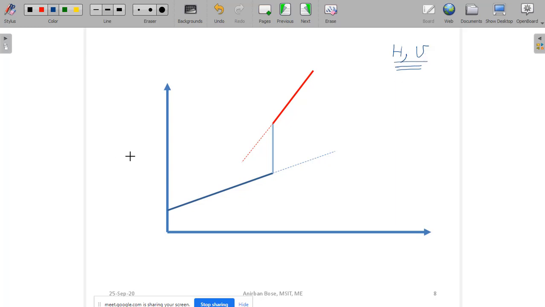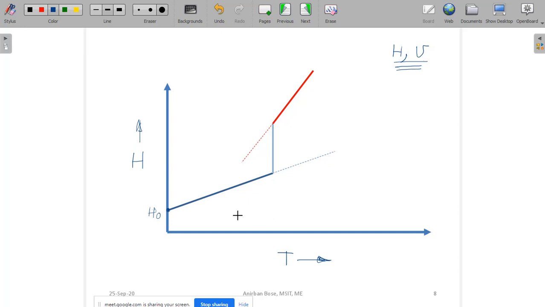So let us plot that internal energy or enthalpy, whatever you call it. Let us plot enthalpy, and let us consider the x-axis is the temperature and the y-axis is the enthalpy. Here the temperature, if you plot in Kelvin, maybe this is H naught.